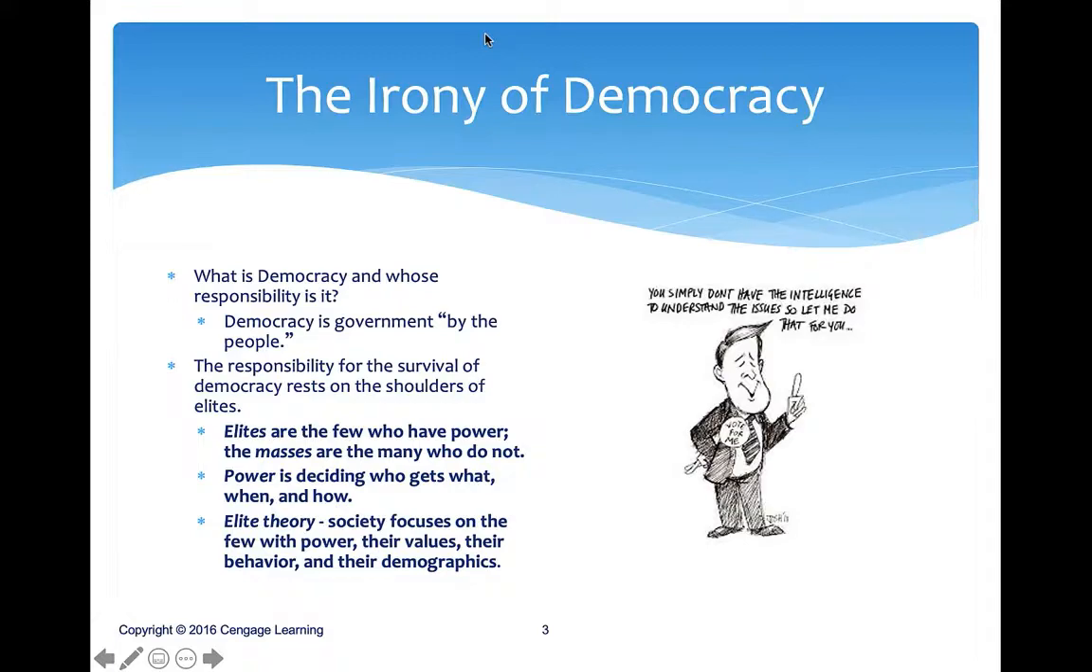And this whole concept of these theories that we're going to be focusing on, elitism and pluralism. And elitism is the theory that we're going to primarily take a look at, where society focuses on the few who have that power, their values, their behavior, and their demographics, and what makes up the elite circle. And it could be anybody from a Trump to a Biden to an Obama to a Bush down to a Kardashian, and then all of us.